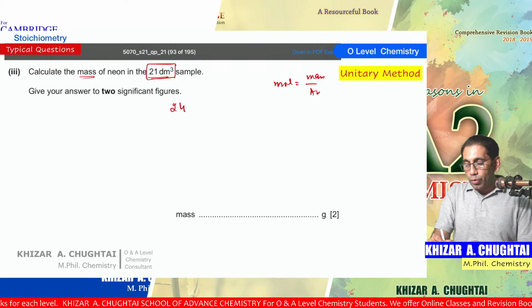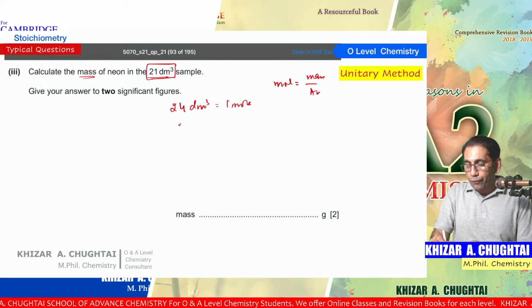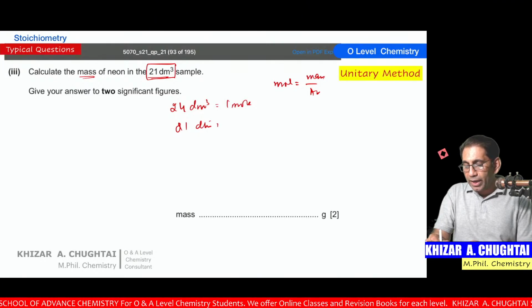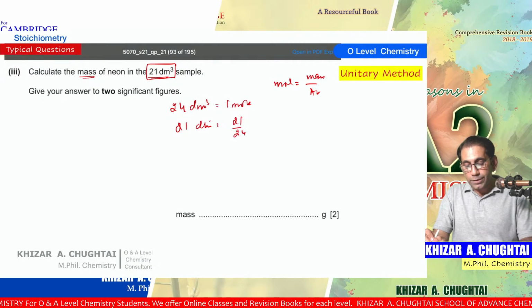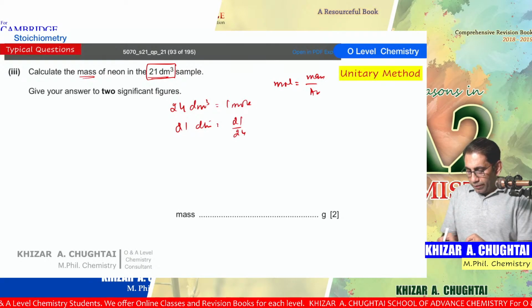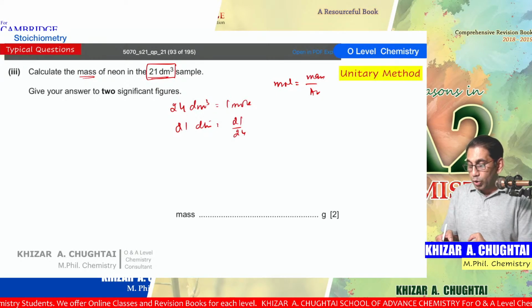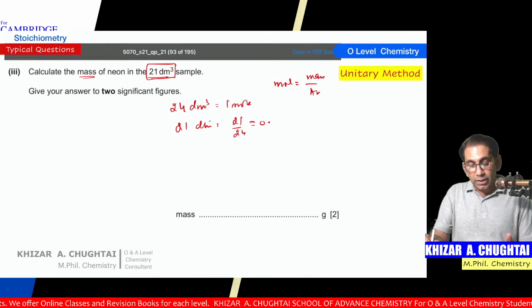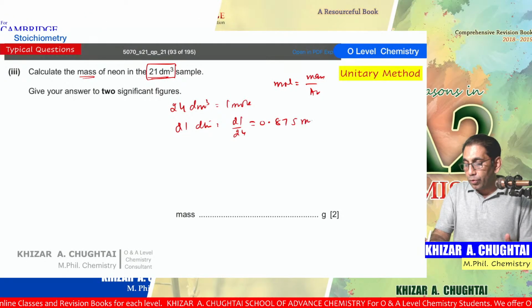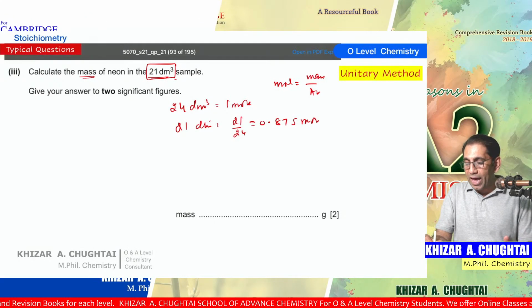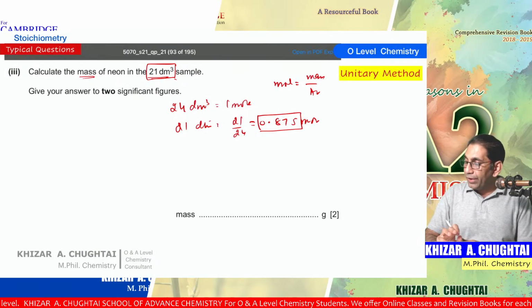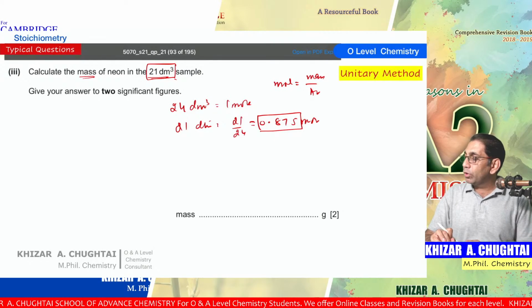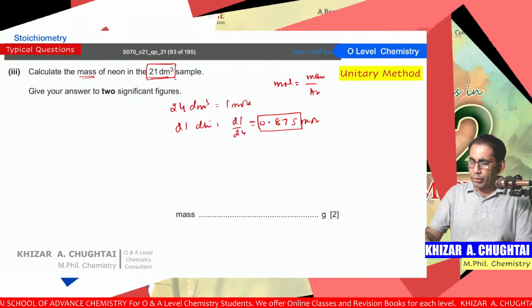You know that 24 dm cube of gas is equal to 1 mole, and if we are using 21 dm cube of gas, it will be 21 over 24 moles. 21 divided by 24 moles is equal to 0.875 mole. So this sample of neon has 0.875 mole. What is the Ar of neon? You can check it from the data booklet. That is equal to 20.2, or 20, you can say.